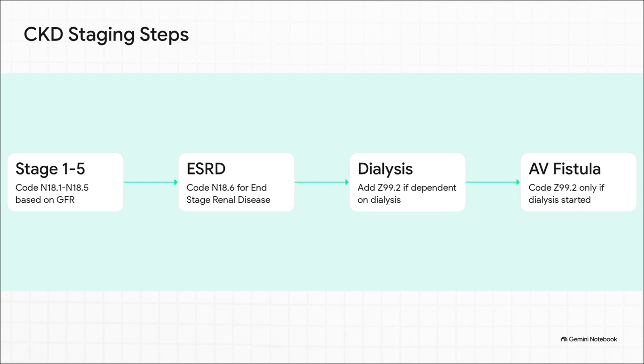But pay close attention to step 4 here because this is critical. If a patient has an AV fistula or shunt created for future dialysis, you do not code Z99.2 for dialysis dependence if they haven't actually started the process yet. Only code Z99.2 once that dialysis has officially commenced.